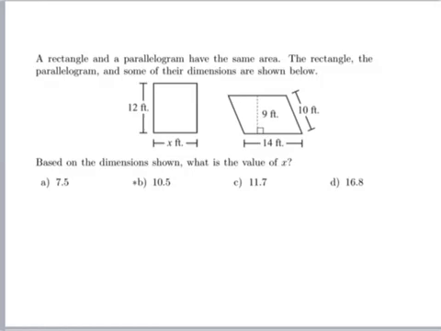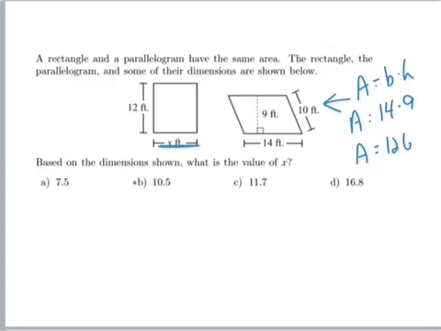On the next problem, we have that a rectangle and a parallelogram have the same area, and they want to find the value of x. So the first thing you want to do is find the area of that parallelogram, which is base times height. The base of the parallelogram is 14, and its height is 9. So that gives me an area of 126. But then that means this area has to also be 126. So I want 12 times x to equal 126. And that gives me 10.5.